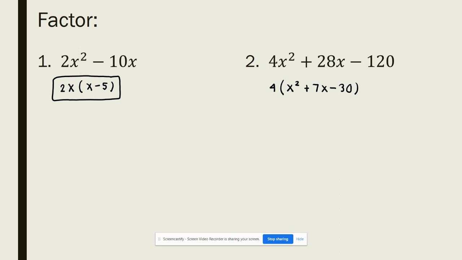What I have left over in parentheses is something that I can continue to factor. What multiplies to negative 30 but adds to 7? Well, I'm going to bring down that GCF, and then we'll be able to create two binomials where, once again, what multiplies to negative 30 and adds to 7, well, that's going to be a positive 10 and a negative 3. And then once we've done that, we have factored as much as possible, and so we're done.